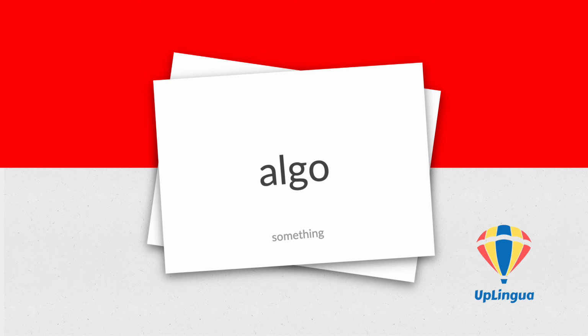Algo. The word algo means something. The English word something means algo in Spanish. And if you remember the pronunciation, the A is pronounced ah, just like ah, that hurt. L is l, al, go. The O is pronounced a bit softer. It's pronounced O instead of O, remember that. So we have algo. Please repeat after me, algo.